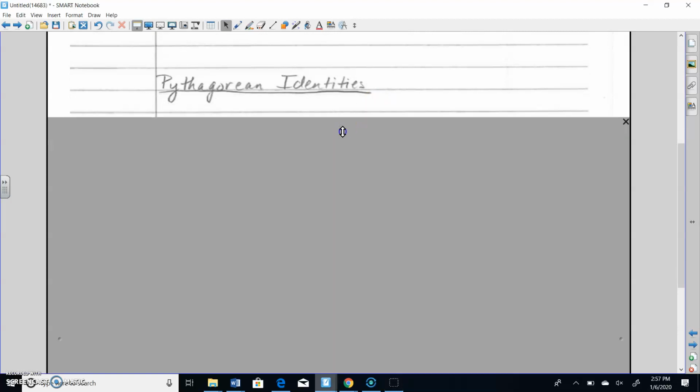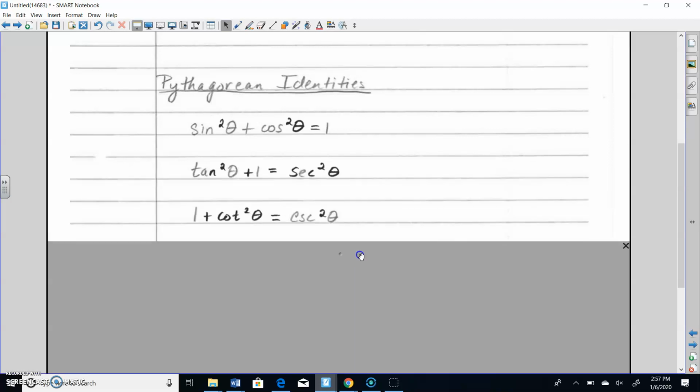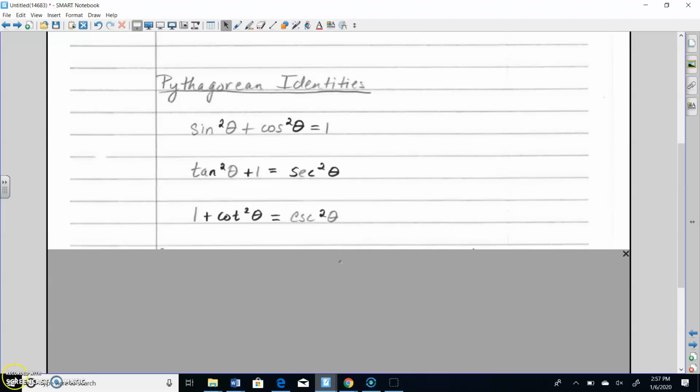And we have 3 Pythagorean identities. I'll just let you write those down and we'll discuss them. The first one, you'll use it on ACT tests. You're going to see this at some point. Sine squared theta plus cosine squared theta equals 1. You'll see that identity somewhere on the test. That's the most commonly used Pythagorean identity, and then the other 2 follow from that.